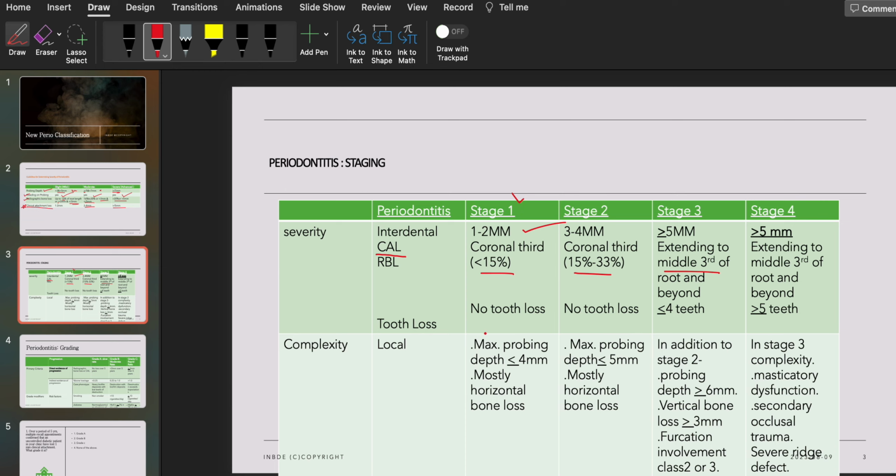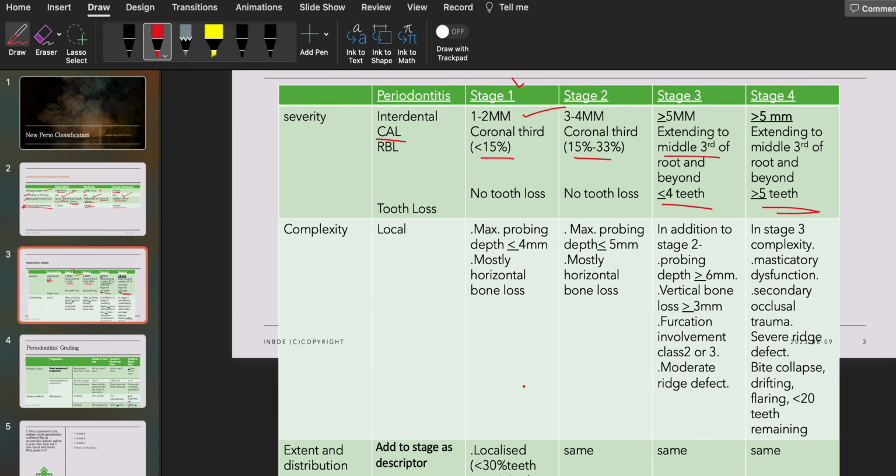Now, tooth loss due to periodontitis. For stage 1 and 2, there will be no tooth loss. For stage 3, less or equal to 4 teeth will be lost, and for stage 4, more than or equal to 5 teeth will be lost. So you will see over here that the evaluation criteria are quite confusing for stage 1 and 2, and so is for stage 3 and 4. So when you're confused if it is stage 1 or 2, or stage 3 or stage 4, you go ahead and look for additional points, and these are the additional points.